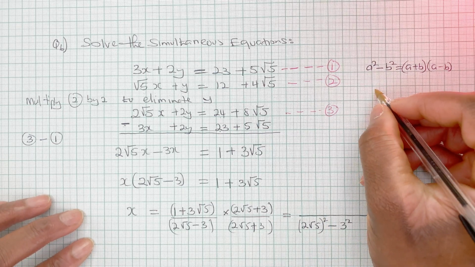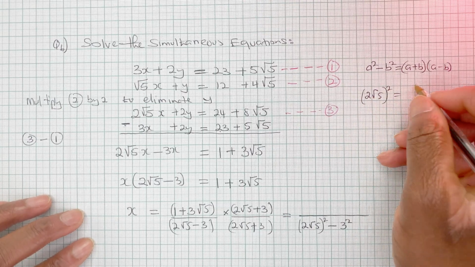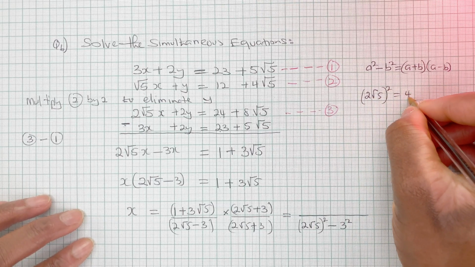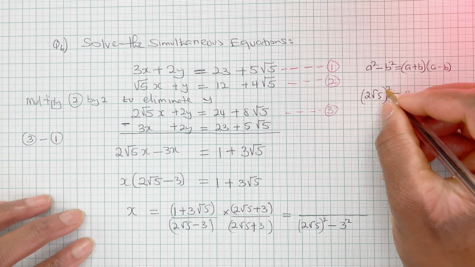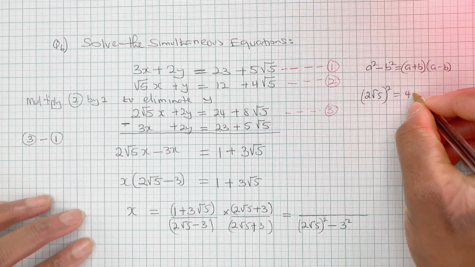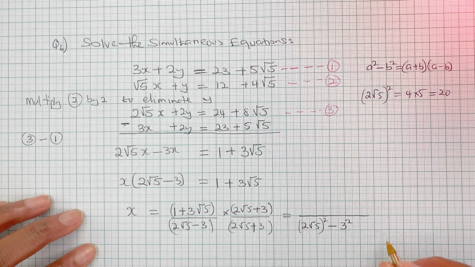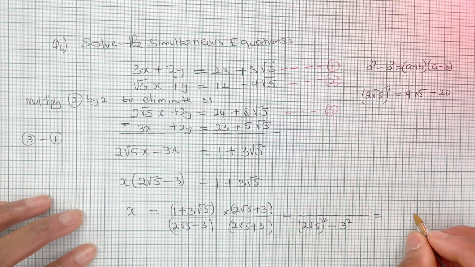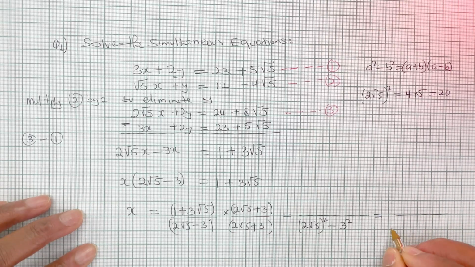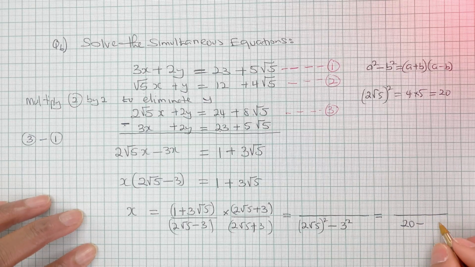Now 2 root 5 squared will be 4 times root 5 squared. Root 5 squared is 5, so 4 times 5 will be 20. So I should be getting 20 minus 9.